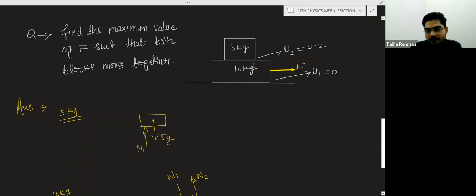Okay, and this is a force on the 10 kg block. So when you apply a force of 10 kg force on the 10 kg block in this direction, this block will move in the backward direction. It will look like that. This 5 kg block is going in this direction, so due to that, the friction force on the 5 kg block will be in this direction.